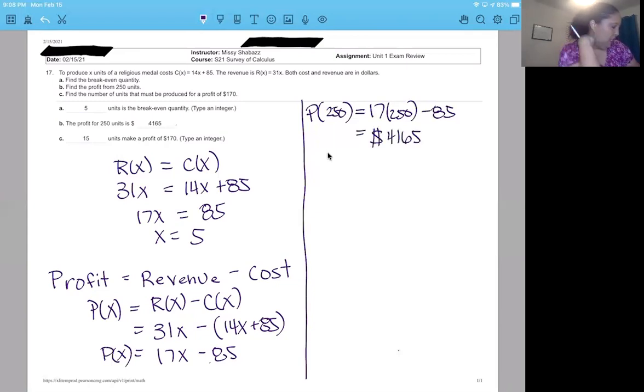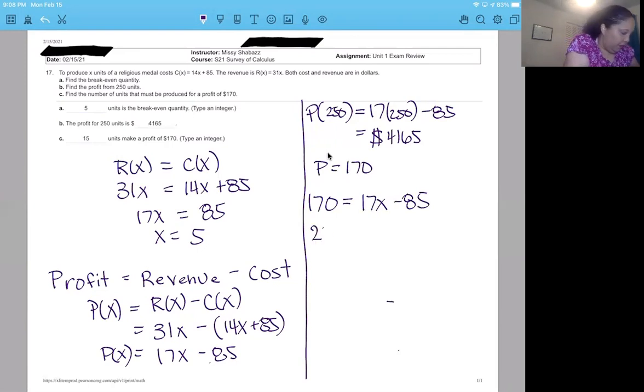All right, and then part C says find the number of units that must be produced for a profit of 170. So I want my profit to be 170. So 170 equal to my profit function and solve for x. So I have 170 plus 85 is 255 equals 17x, divided by 17, and I get 15 units.